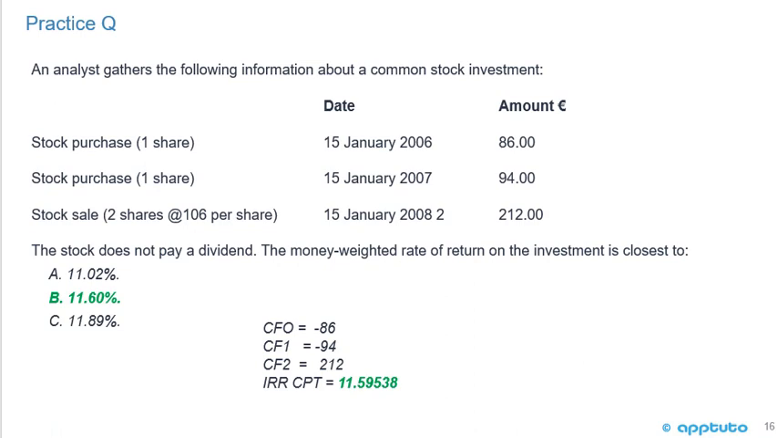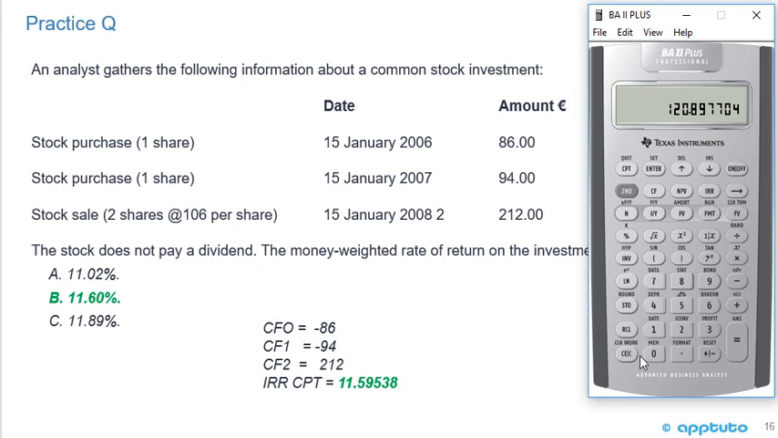So the correct answer on this is B, 11.6%. You can see there's just 3 cash flows we have to enter into the calculator, no real sub-calculations at all. CF0 is the $86 out of our pocket, so we make it a negative. CF1, purchased a stock again, it's money out of our pocket, so it's a negative. And then finally we sold the 2 shares for 212, which is a positive, CF2, and we compute the IRR.